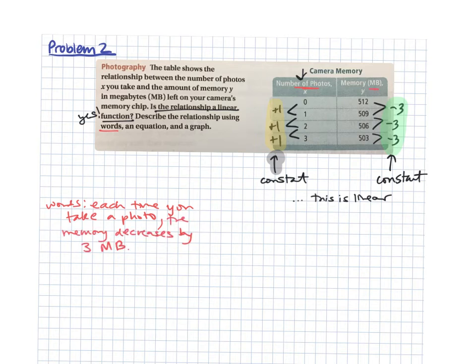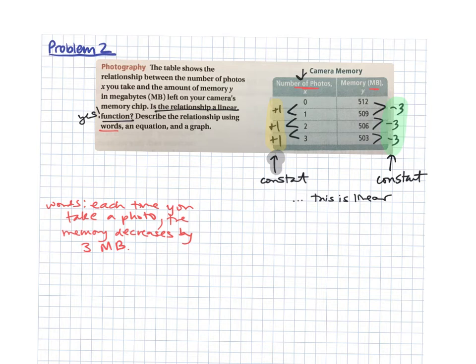So here we would say basically each time X goes up by 1, Y goes down by 3, but you can kind of put it in words, right? So when X goes up by 1, that means you take a photo. So each time a photo is taken, memory goes down by 3 MBs. So the memory decreases by 3 MBs.